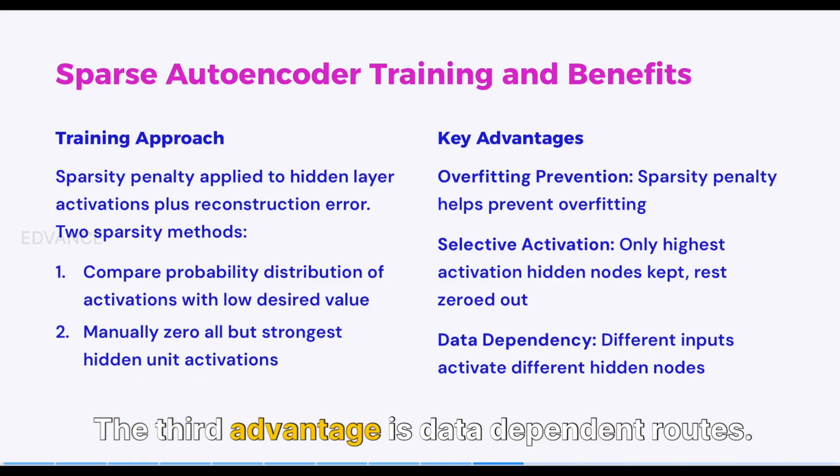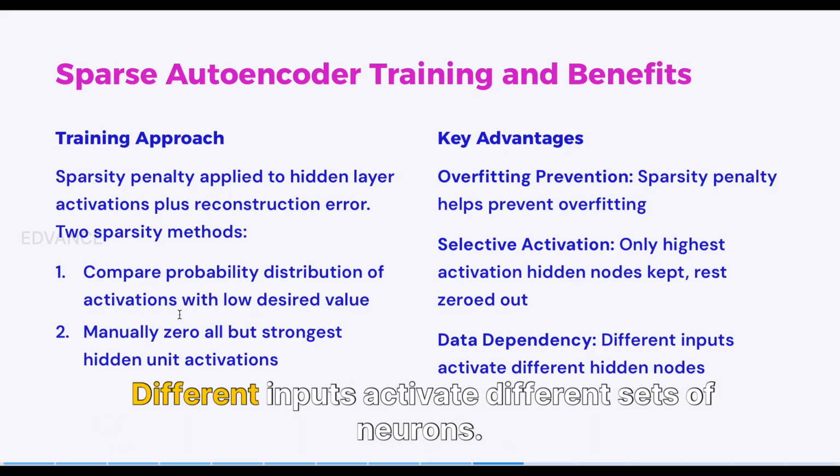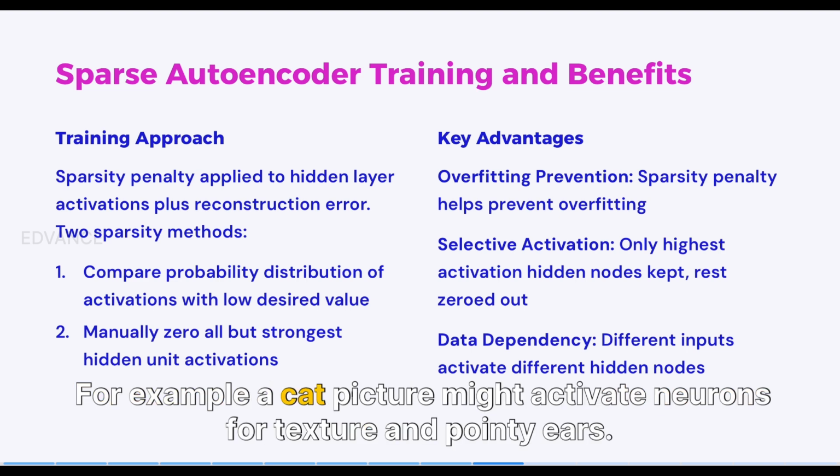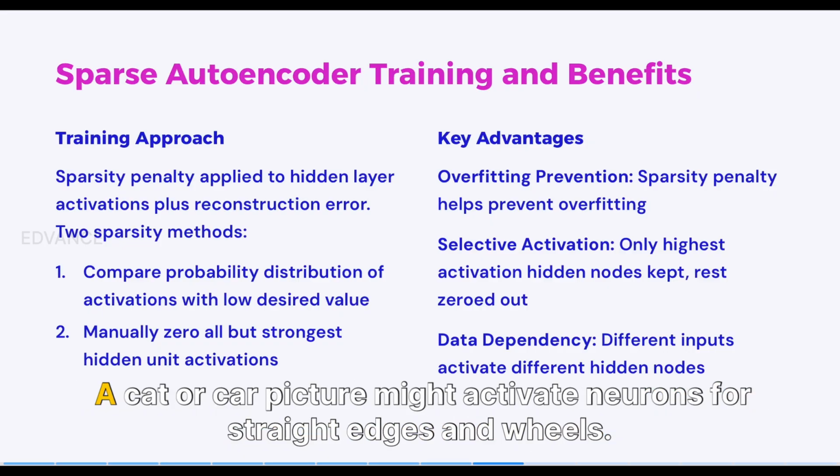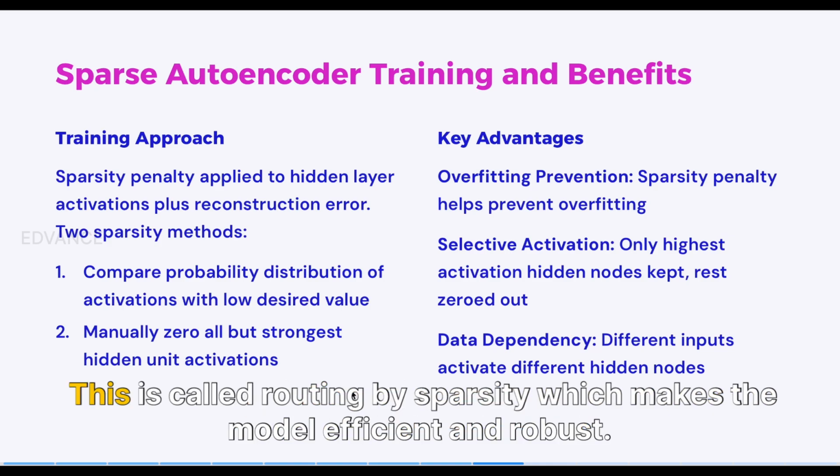The third advantage is data dependent routes. Different inputs activate different sets of neurons. For example, a cat picture might activate neurons for fur texture and pointy ears. A car picture might activate neurons for straight edges and wheels. This is called routing by sparsity, which makes the model efficient and robust.